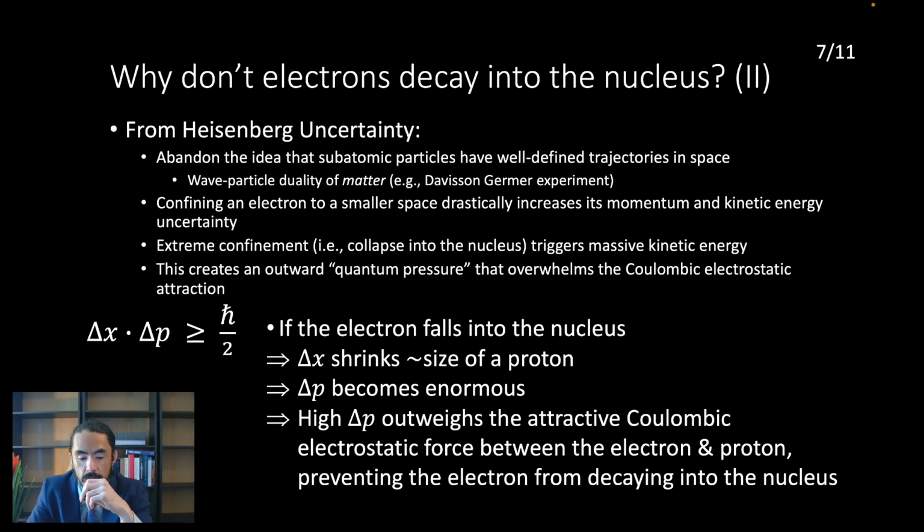So it's because of the conservation of energy, conservation of momentum, which is implied by the Heisenberg uncertainty principle, that is what explains why, at this level of, you could say, undergrad quantum mechanics, electrons don't decay into the nucleus.